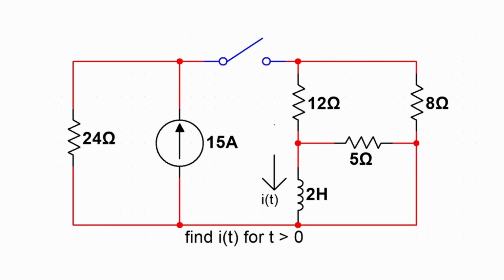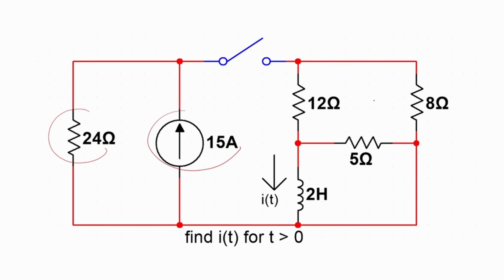The third problem we're going to be solving is, again, with an inductor. All right, now we have a switchback. We're not given an initial condition. So what do you see here?